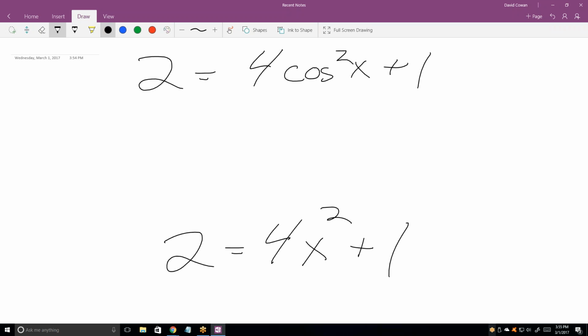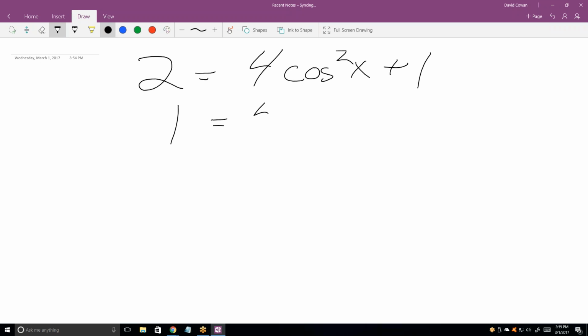You subtract 1 from both sides. Then you would divide both sides by 4. Then you would take the square root of both sides. That's how you would solve this polynomial equation. Well, let's solve this trig equation exactly the same way. So the next line is this.